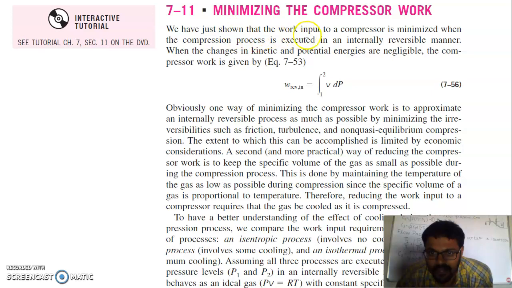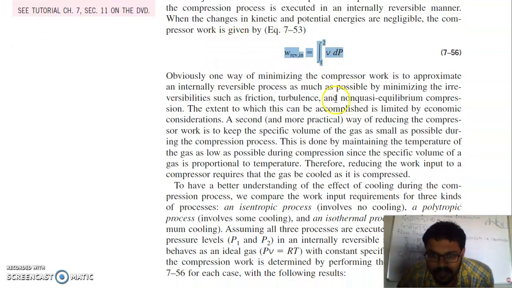So we have just shown that the work input to a compressor is minimized when the compression process is executed in an internally reversible manner. When the change in kinetic and potential energy is negligible, the compression work is the integral of VdP. Obviously, one way of minimizing the compressor work is to approximate an internally reversible process as much as possible by minimizing the irreversibilities such as friction, turbulence, and non-quasi-equilibrium compression. The extent to which this can be accomplished is limited by economic consideration.